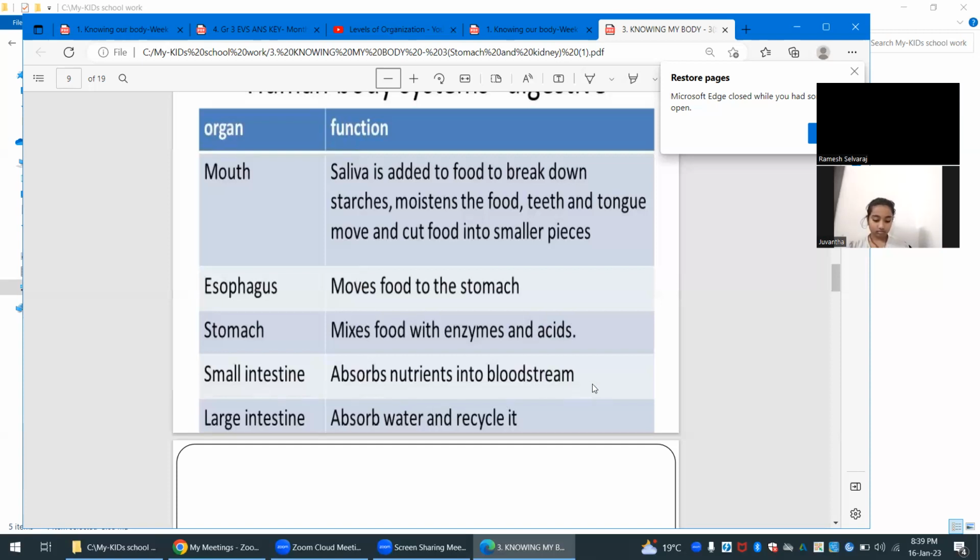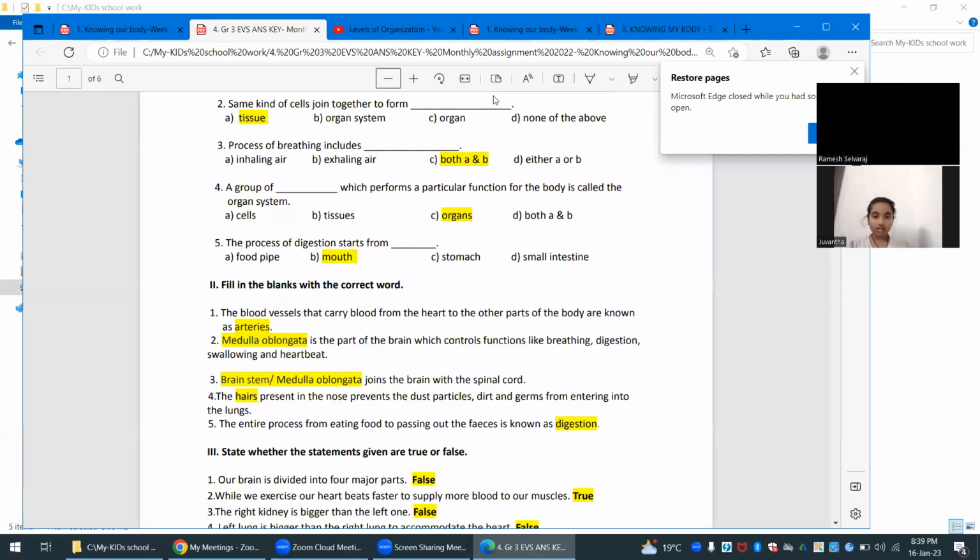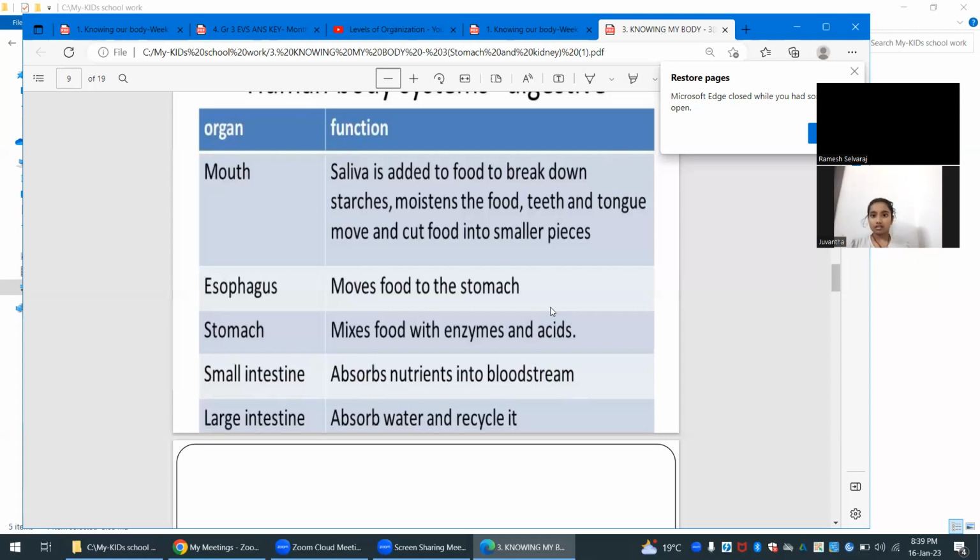Okay, small intestine. What's the function of small intestine? Absorbs nutrients into the bloodstream. Without nutrients, we cannot be active. Okay, what's the function of large intestine? Absorbs water and recycles it. What do you mean by recycling? Recycling means if I take an old cardboard, it's very dirty, but if I clean it and do something with it like art, that means I'll recycle it.